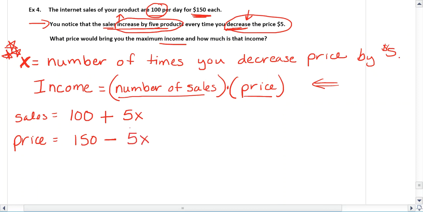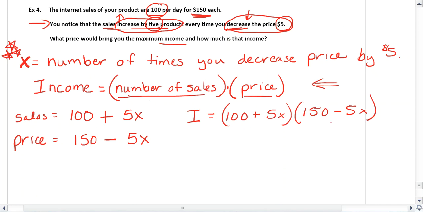Okay, now this is just kind of a coincidence. These are both 5s. It usually doesn't work out that way. It's because this is an increase of 5 products when we decrease the $5. So now let's set up our quadratic to find the income.